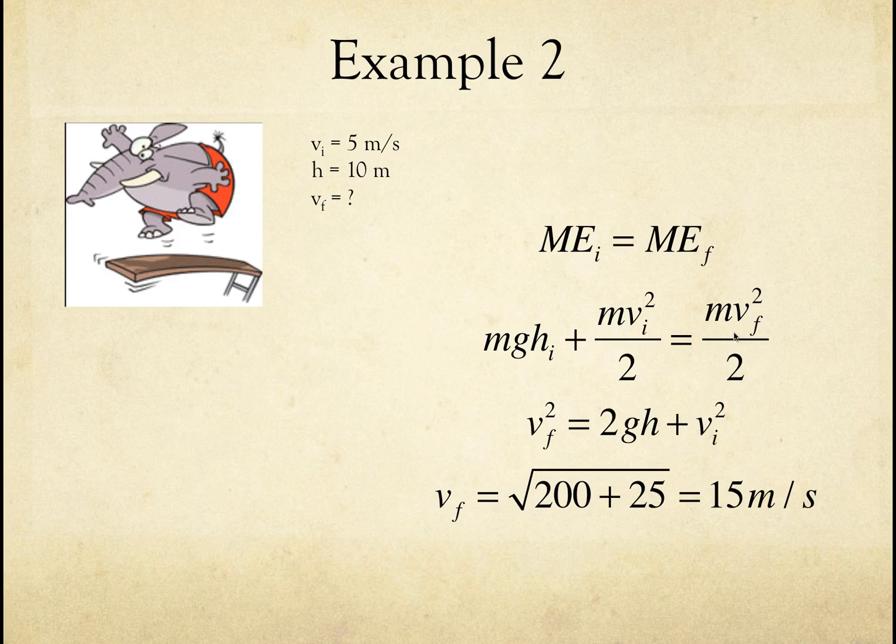10 meters of height. So 2 times gh is going to be 2 times 10 times 10, 200, plus v initial squared, v initial was 5, so that's 25. So you have square root of 225, which is 15 meters per second. So if that elephant gets a jump, gets initial kinetic energy, the speed is 5 meters per second, regardless in which direction he jumps, and then the elephant is 10 meters above the water, you just work with this formula, cancel masses, and you end up with the final speed.